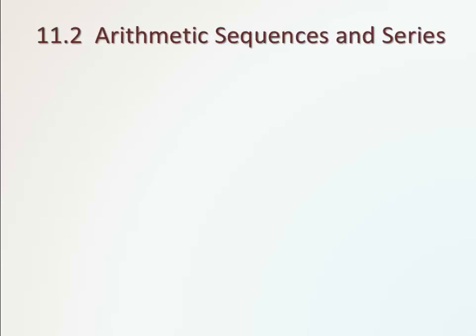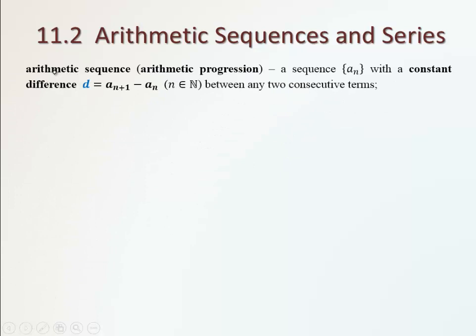This lesson will be about arithmetic sequences and series. A sequence is called arithmetic, sometimes we can say arithmetic progression, if it has a constant difference. That means between any two consecutive terms of the sequence, the difference is constantly the same, and let's call it d. So formally the definition of a constant difference is a(n+1) minus a(n), where n can be any natural number. So this formula represents the difference between any consecutive terms.